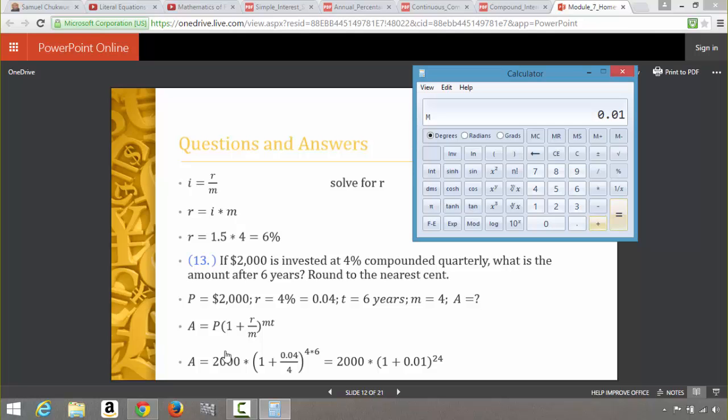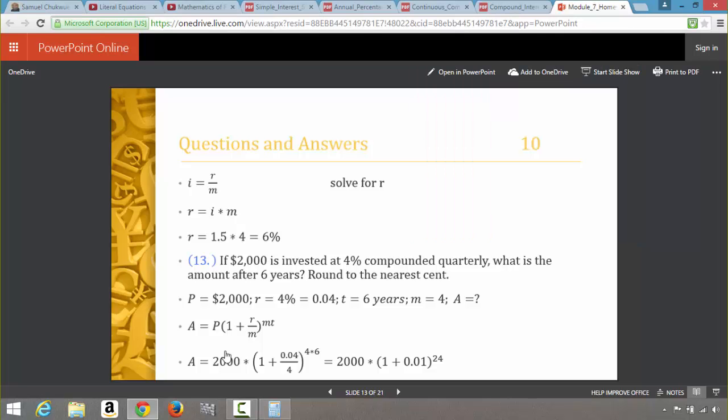Then the next one is plus 1, equal to. Each one you do equal to, and then you do x raised to power y. To put 1.01 raised to exponent 24, equal to, and then you do times 2,000, equal to. So this is what you have, $2,539.47. That is what you will have.